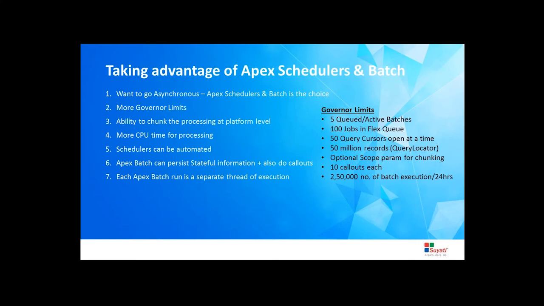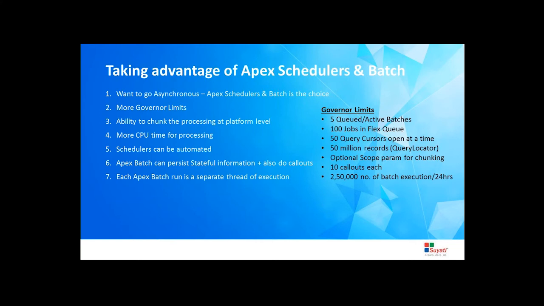The next biggest thing is 10 callouts each. Each means you can do 10 callouts in the start method of a batch, 10 callouts in the execute method of a batch, and 10 callouts in the finish method of a batch. That's again amazing. The final attraction is you can execute 250,000 batch jobs per 24 hours. So that is again amazing.